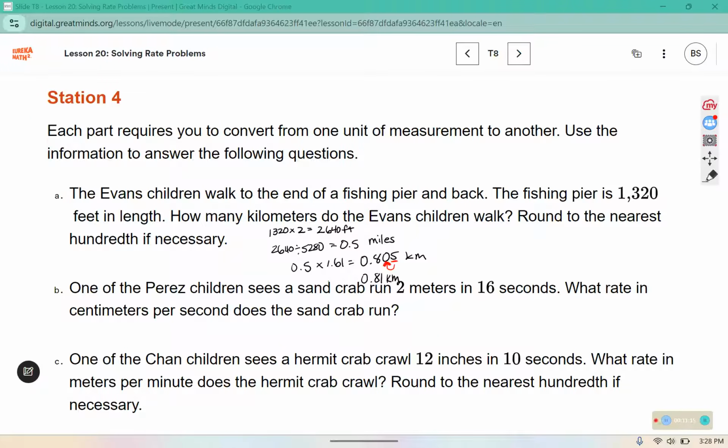For parts B and C, you will probably also need that reference page 265 to help make some of these conversions. Pause here, attempt B or C, and then come back and check your work.